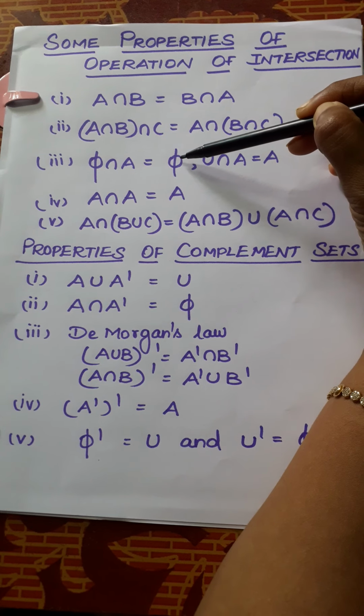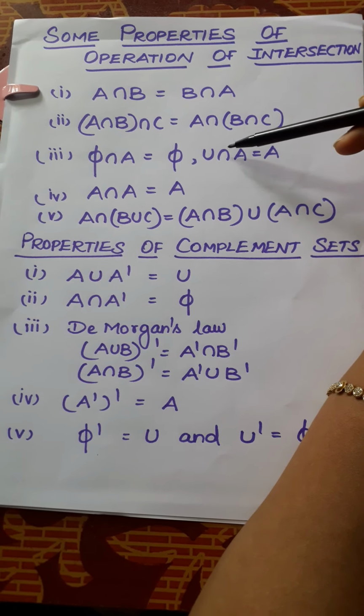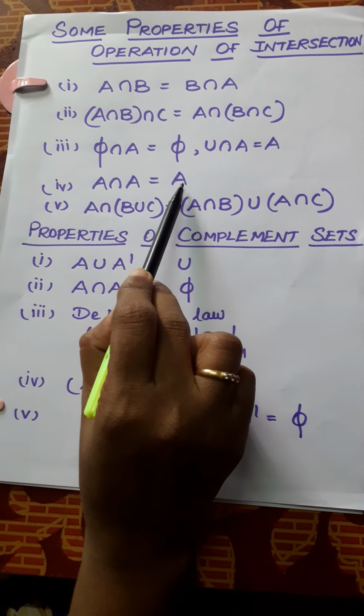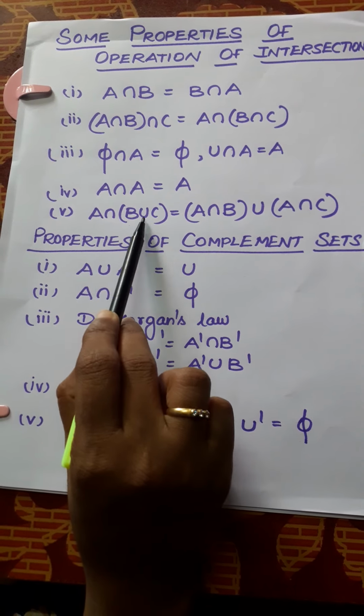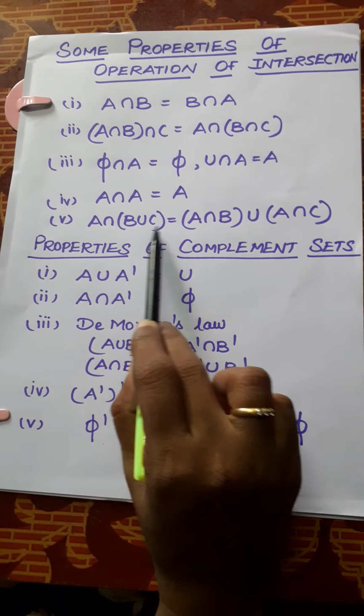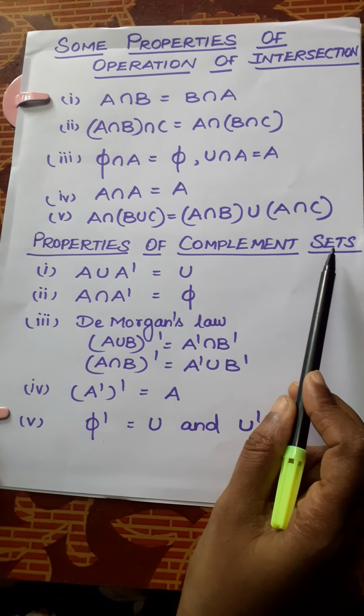And the third one, phi intersection A is equal to phi. What is phi? This is the empty set symbol. Next, universal set intersection A is equal to A. A intersection A is also equal to A. A intersection (B union C) is equal to (A intersection B) union (A intersection C). This is the distributive property.